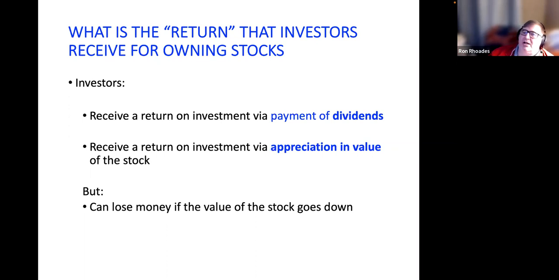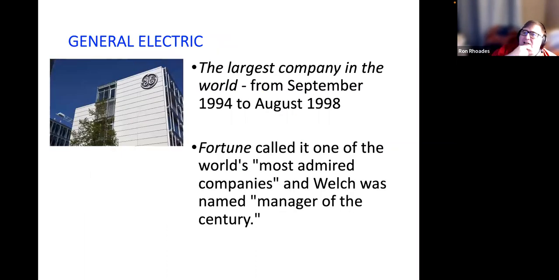The other thing that you hope to get is that the stock price goes up, that the value of the corporation in the eyes of investors goes up. And so you're looking for that appreciation of value. Of course, when you own stocks, the value can also go down. So let's take an example of this.